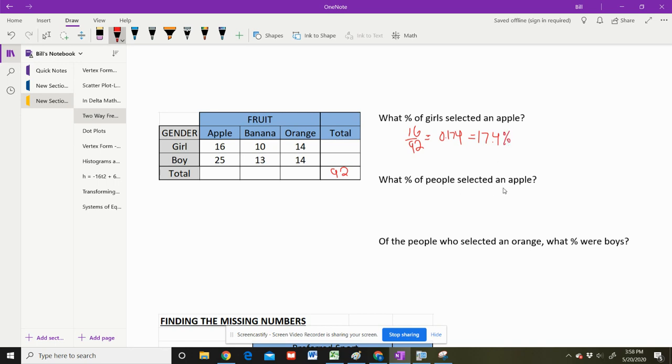Okay, what percent of people selected an apple? This is where we're going to look at what's the total, right? So we would look at how many total people we have selecting an apple. So 16 plus 25. Again, we did this up top. We had a total of 41 people. 41 divided by 92 is equal to 0.446. And then I want to make that into a percent, so I can move the decimal 2 spots or multiply it by 100. And I end up with 44.6%.